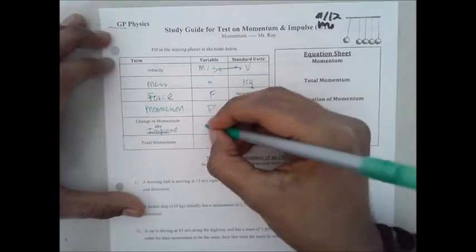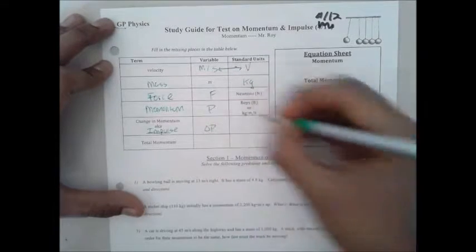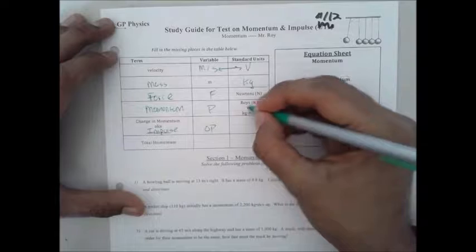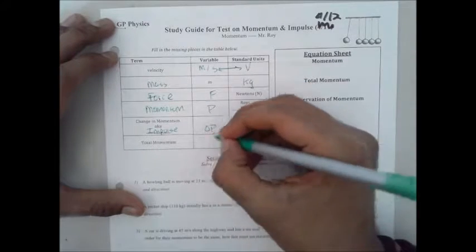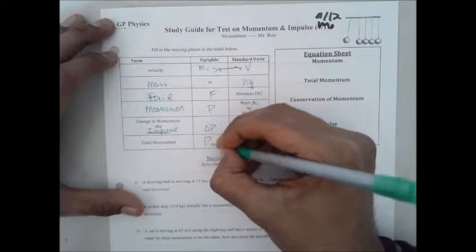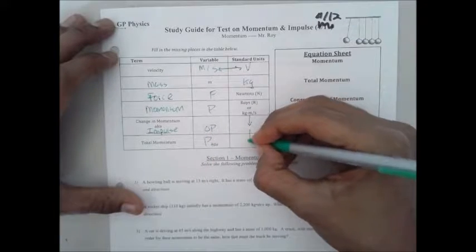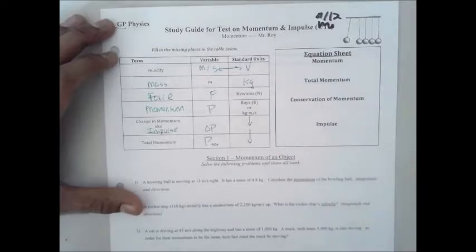The variable is delta P, change in momentum, and the units are the same: kilogram meters per second, which we call roys. And now total momentum is the same thing, P total. Just call it that, and the units are the same as roys.